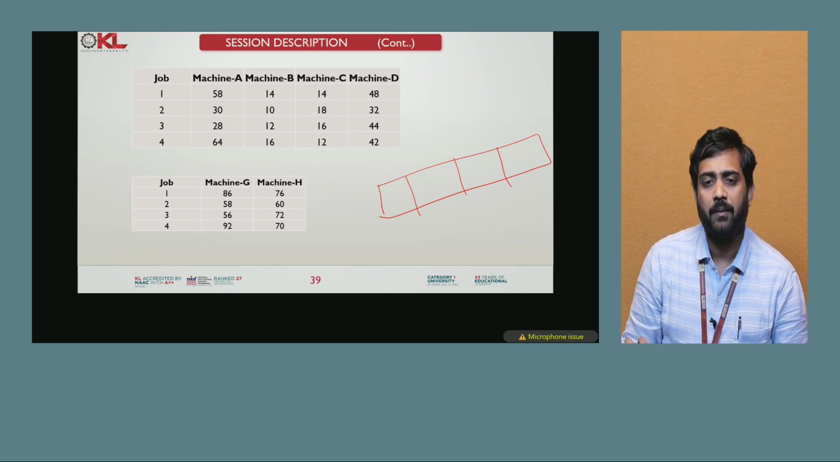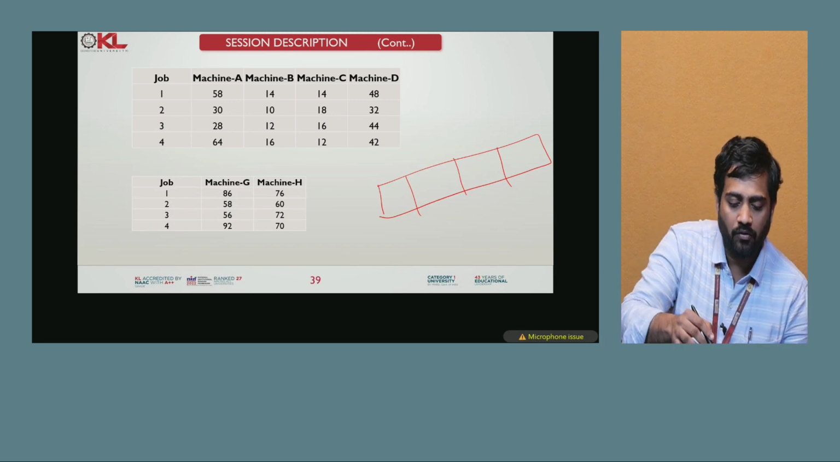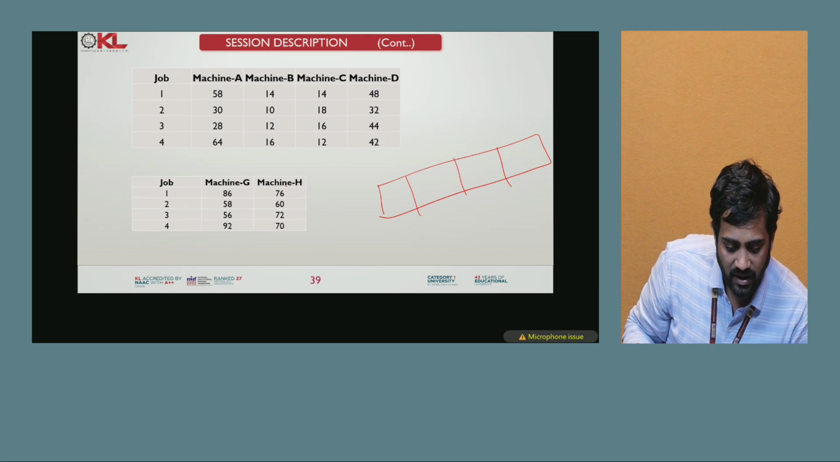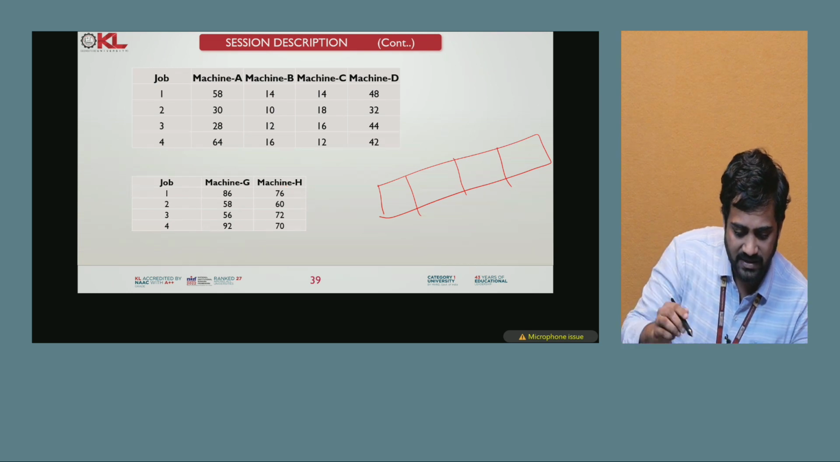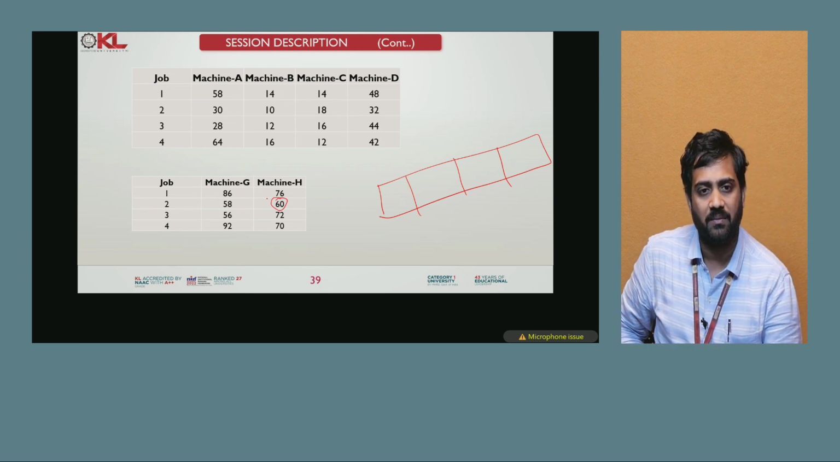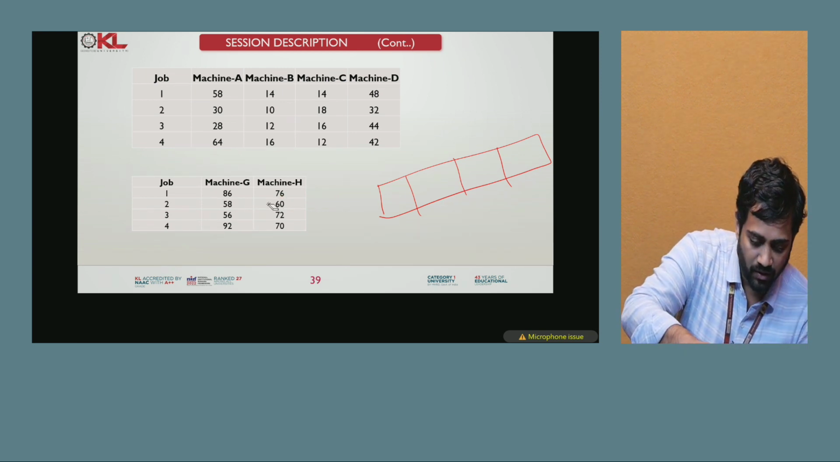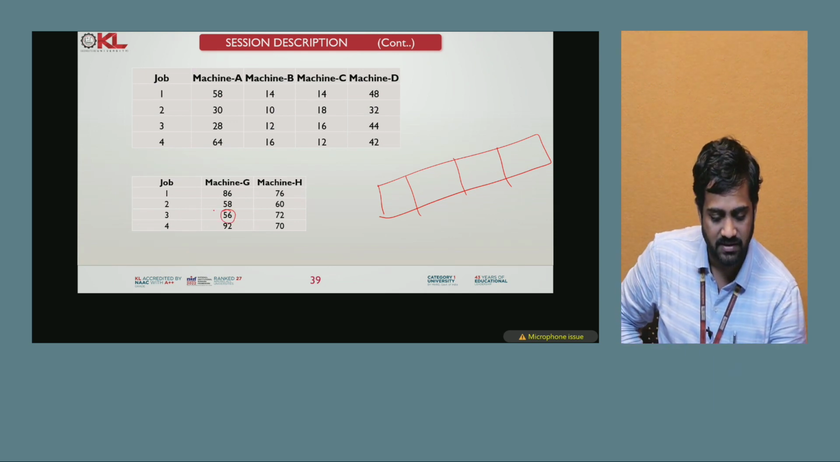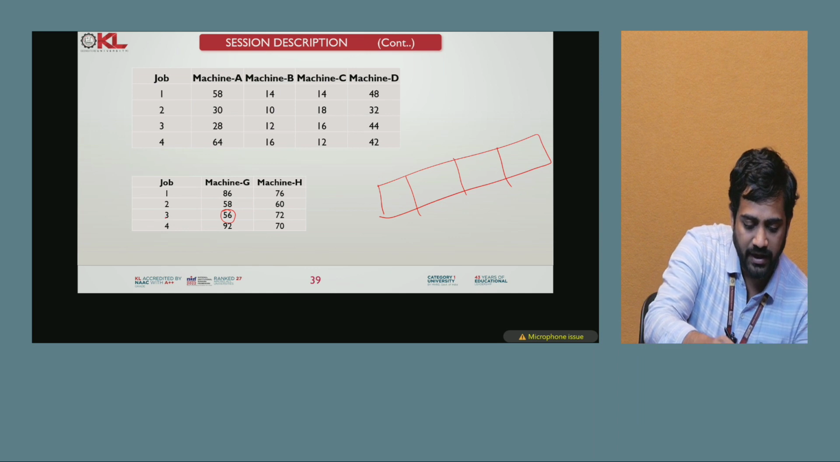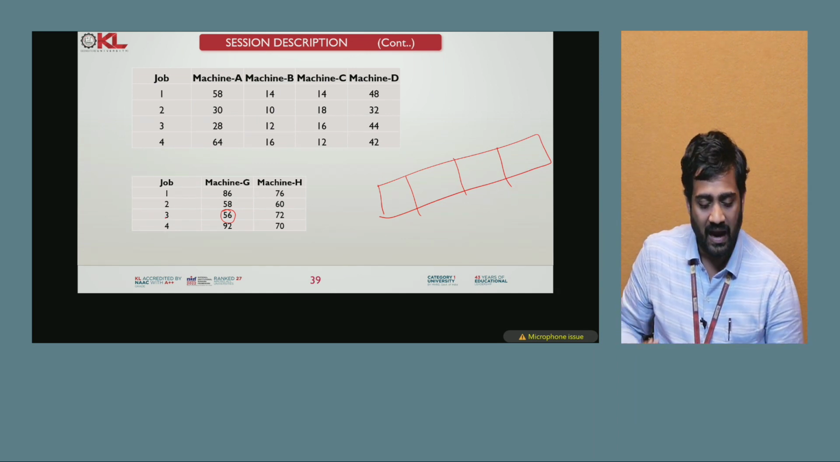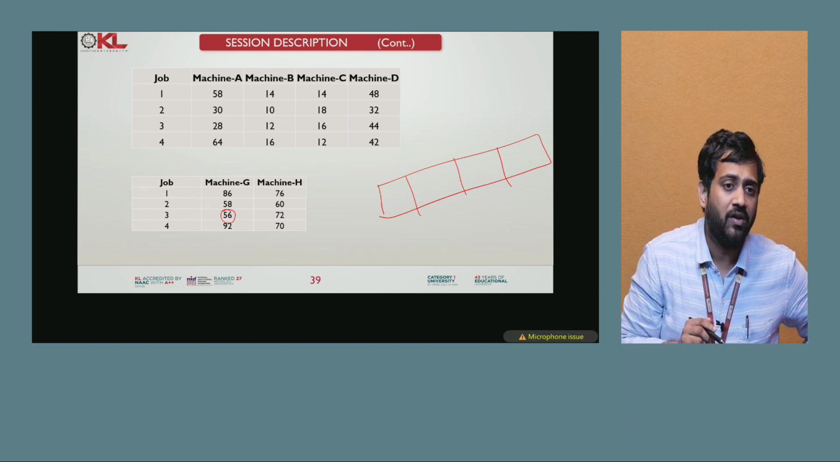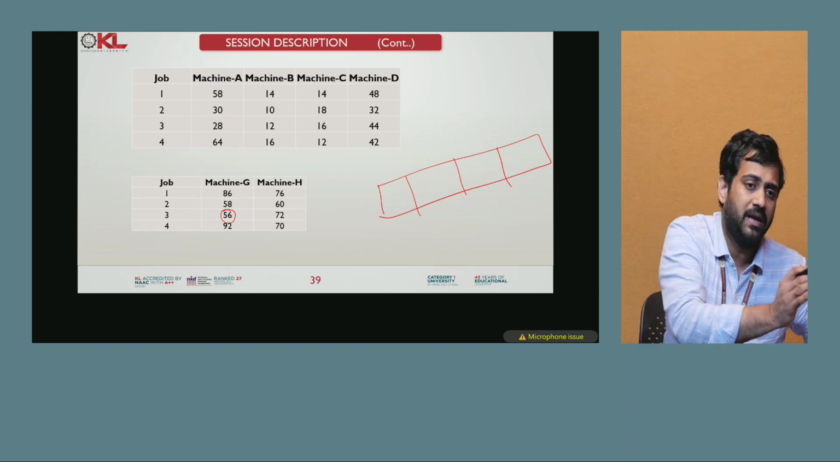Now let me apply Johnson's algorithm first. Out of all these 8 processing times, what is the least processing time? The least processing time here is 60. 60 is the least processing time. Is that right? No, 56 is there. 56 is the least processing time out of all. Yes. This 56 corresponds to job number 3, and this 56 belongs to the first machine, machine G. So where do you have to place job number 3, in the beginning or in the ending?